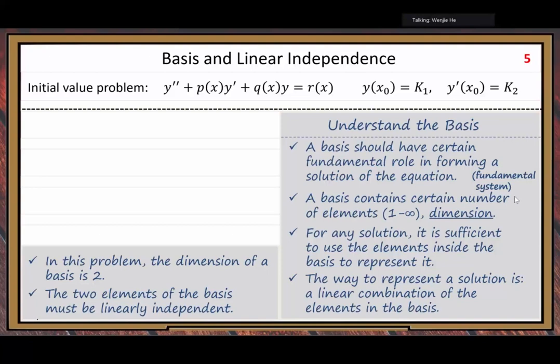Linearly independent. Okay. The basic properties. Question: how to understand linear independence? All right, let me pause a little bit, because this concept is important.